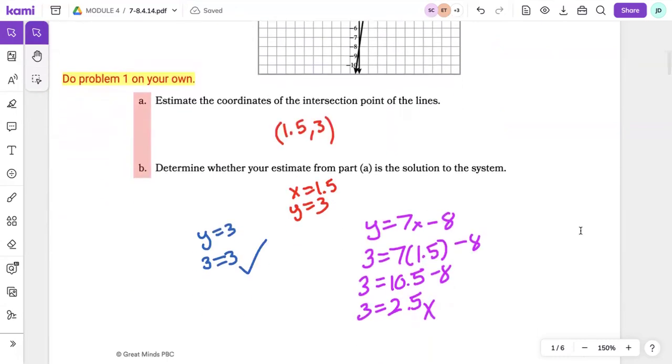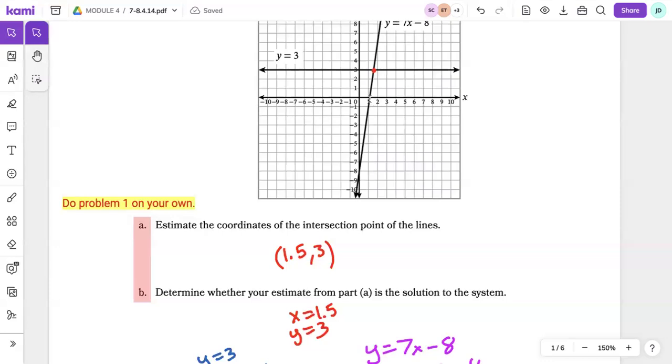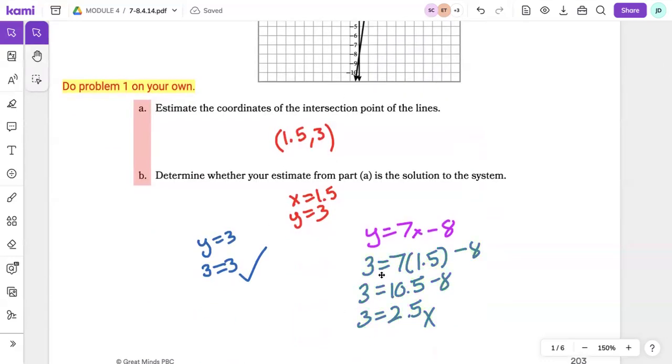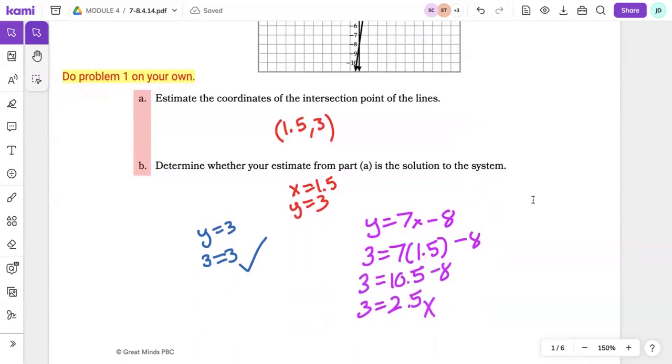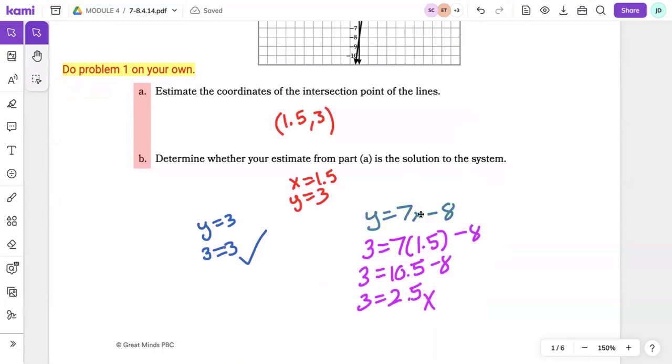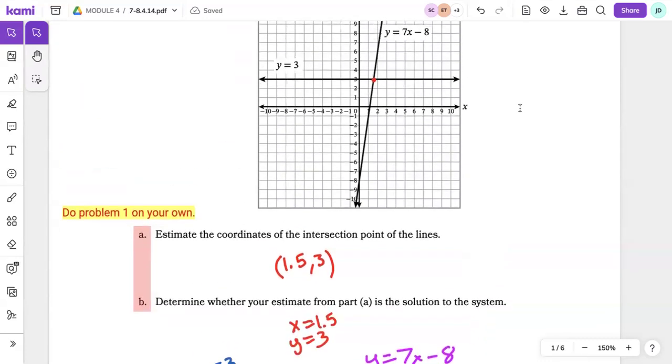So here's just a quick sample of what I tried. I thought it was between 1 and 2, so I did a 1.5. And then I plugged that into my equation. Y equals 3 works for the first equation. But for the second equation, y equals 7x minus 8, when I plug 1.5 into that, I get 3 equals 2.5, which isn't a true equation. So my ordered pair didn't work. I assume yours didn't either.